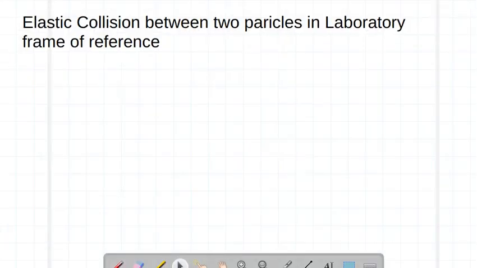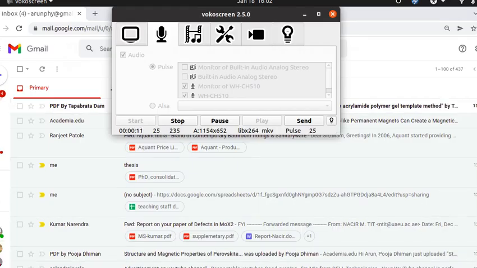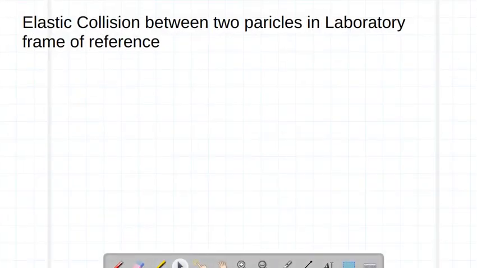So today I am going to discuss elastic collision between two particles in laboratory frame of reference. In the earlier lecture I talked about elastic collision, but that is the one-dimensional in the center of mass frame and laboratory frame of reference, right?